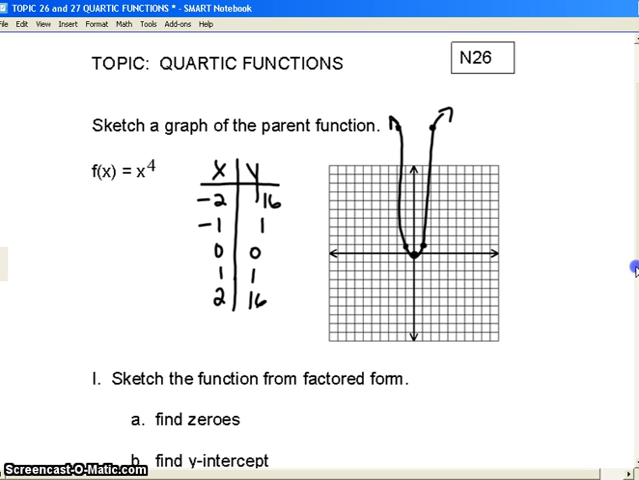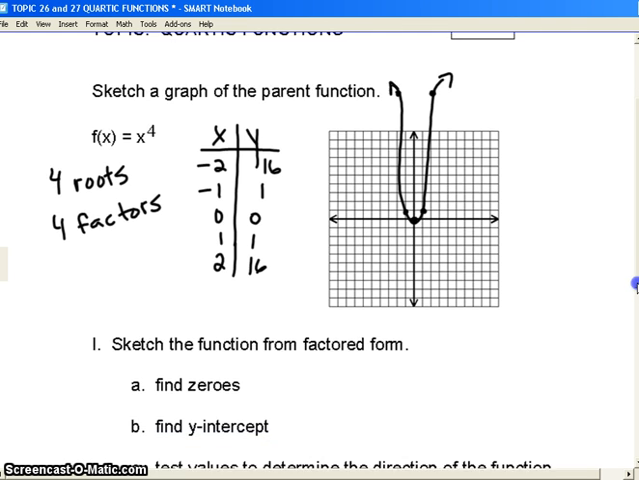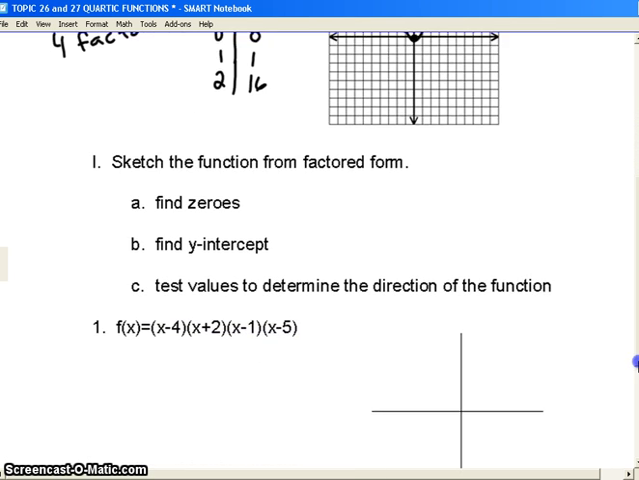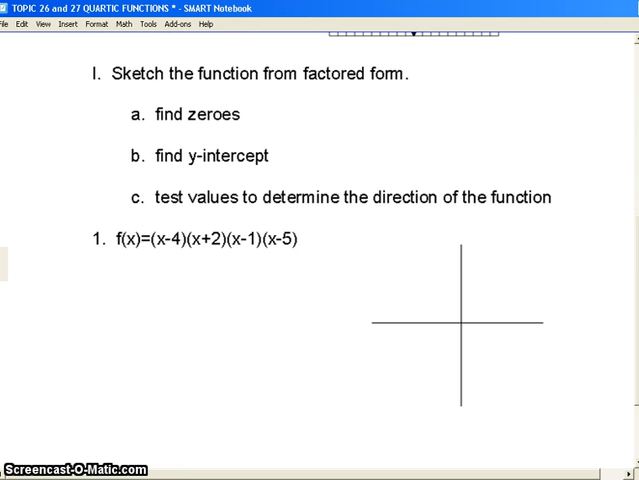Now, since this is the parent function, (0, 0) is going to represent a quadruple root. Any polynomial to the 4th power is going to have 4 roots, which means 4 factors. All right, so just keep that in mind, how that looks.